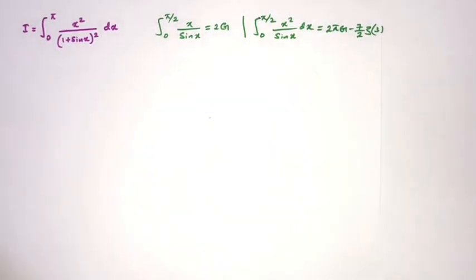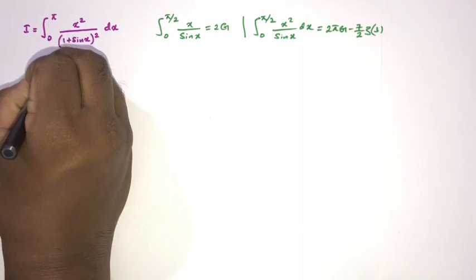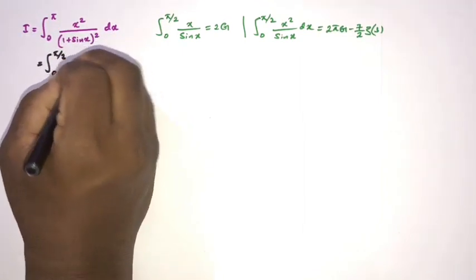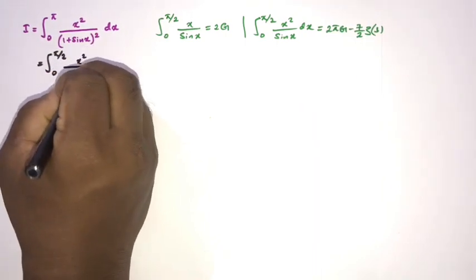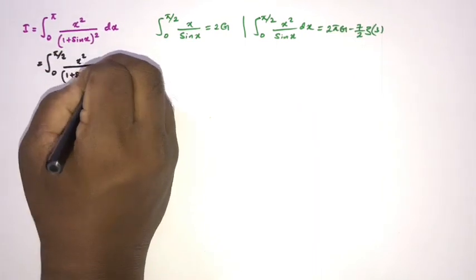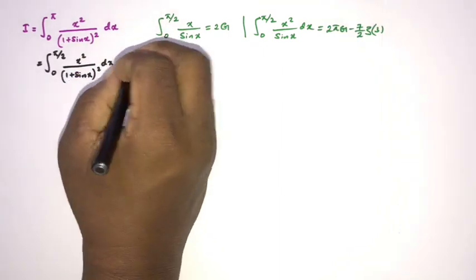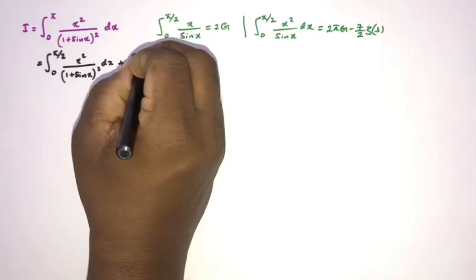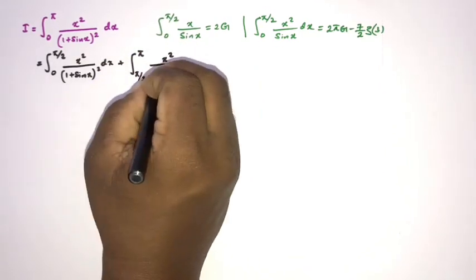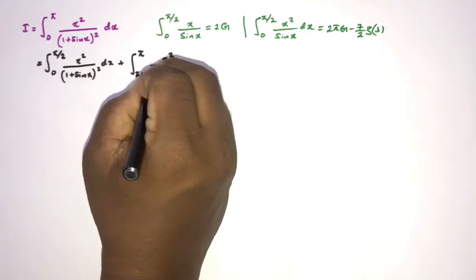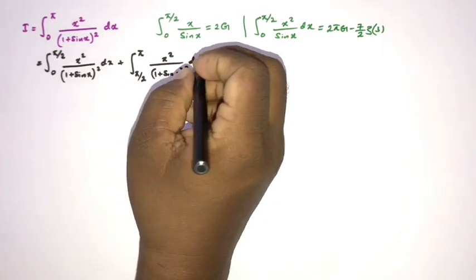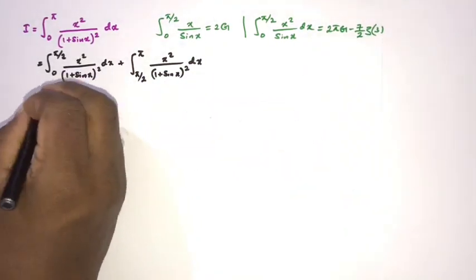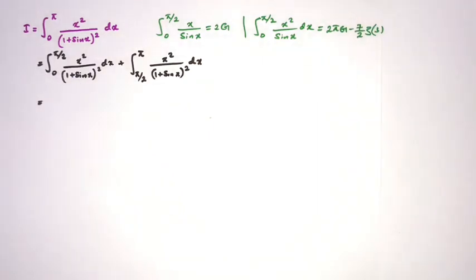So I'm going to break the limit: integral from 0 to pi over 2 of x square over (1 plus sine of x) squared dx, plus integral from pi over 2 to pi of x square over (1 plus sine of x) squared dx. Okay, now for the first integral, I am going to use King's property.